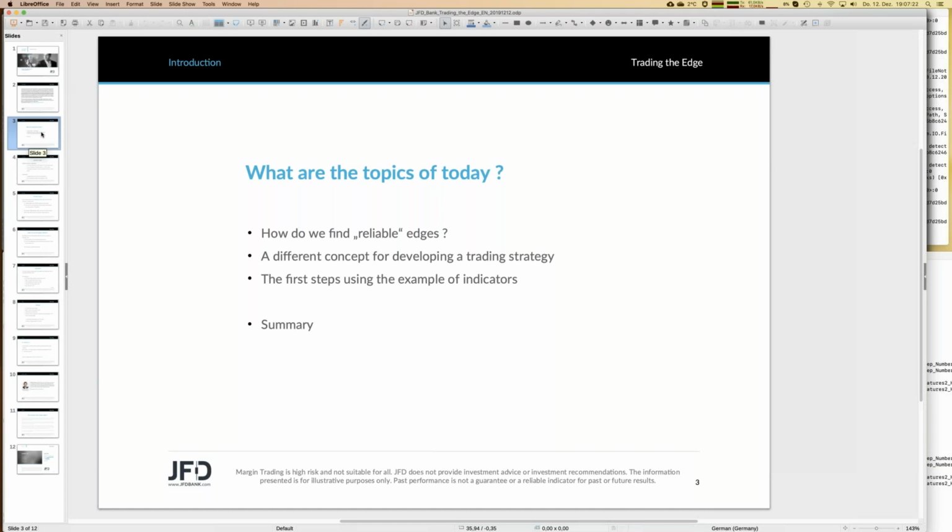And I will illustrate what I'm talking about and doing here with a couple of indicators, trying to find out what kind of edge we have within those indicators. Okay.